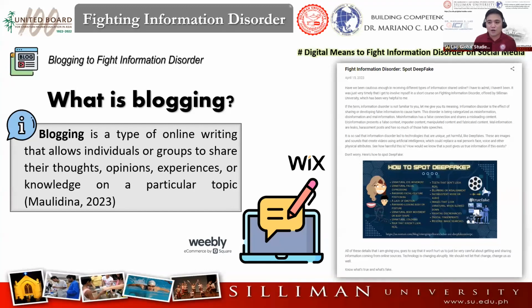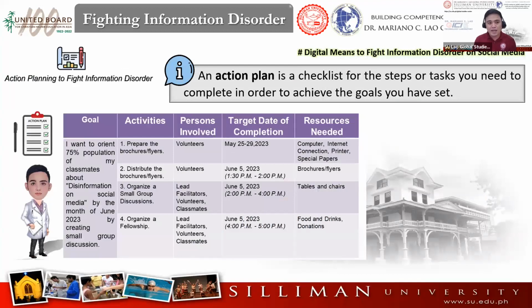We have what we call the action plan. When we say action plan, it is a checklist of the steps or tasks you need to complete in order to achieve the goals you have set. For example, this is a short template. We have 5 components. You set your goal and then your activities, the activities done for that particular goal.